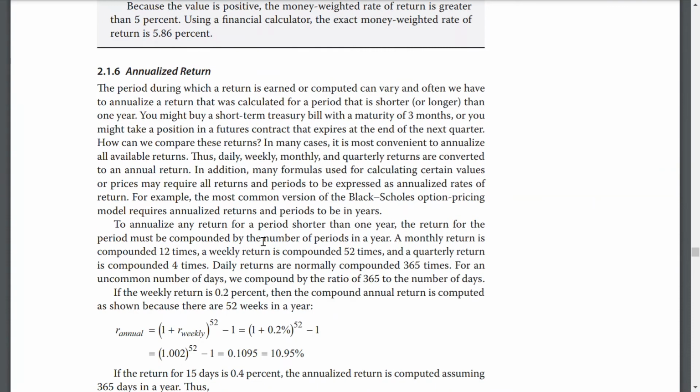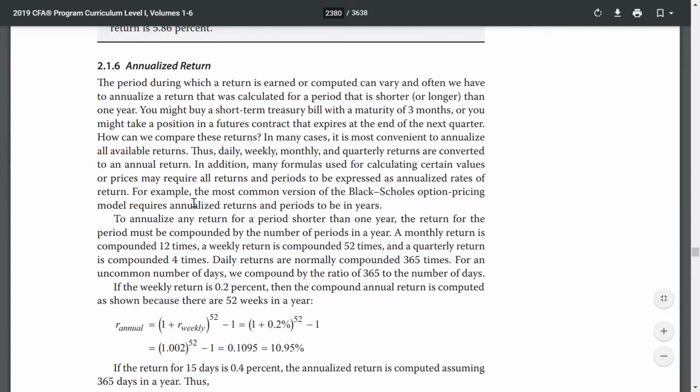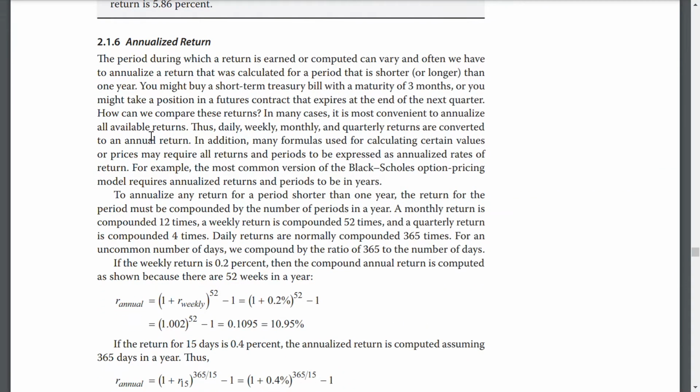Annualizing returns. The period during which a return is earned or computed can vary, and often we have to analyze a return that we calculated for a period that is shorter or longer than 1 year. You might buy a short-term treasury bill with a maturity of 3 months, or you may take a position in a futures contract that expires at the end of the next quarter. How can we compare these returns?